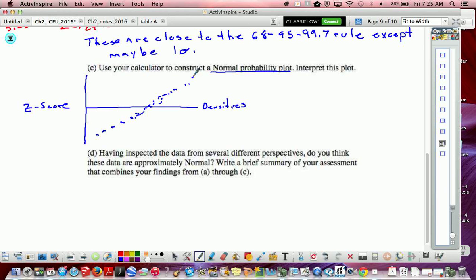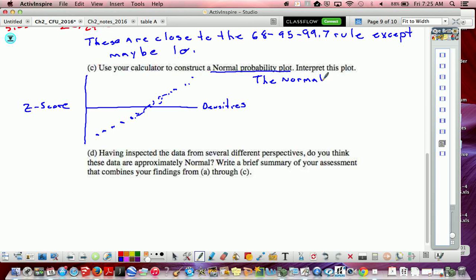My biggest key is, can you tell me that this is your densities, your x values, and this is your z-score? So we just want to know, is it a linear pattern? Is it crossing at the x-axis in the middle? Do the values above and below seem to be balanced? So just want to write that description in a sentence or two.